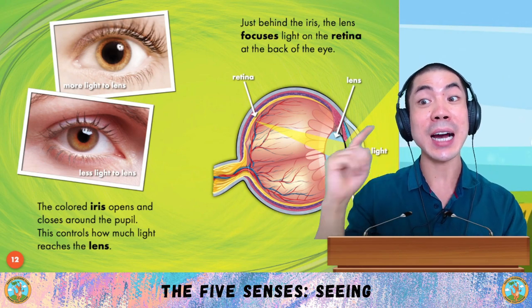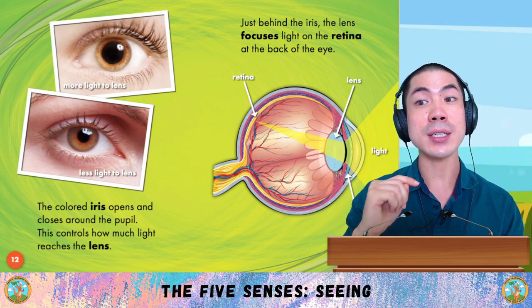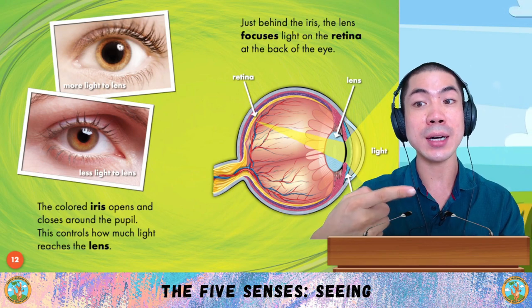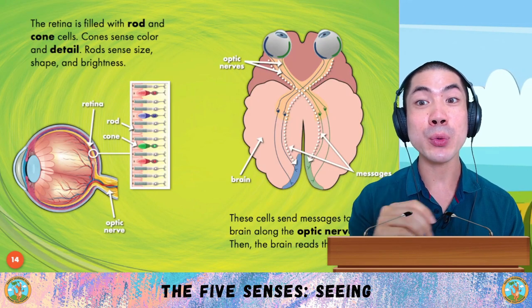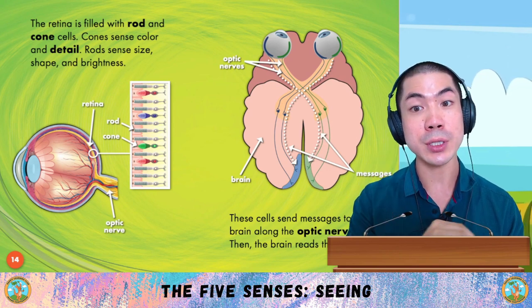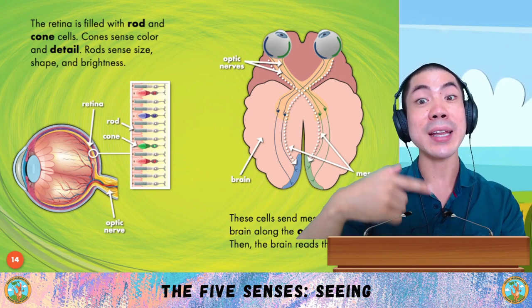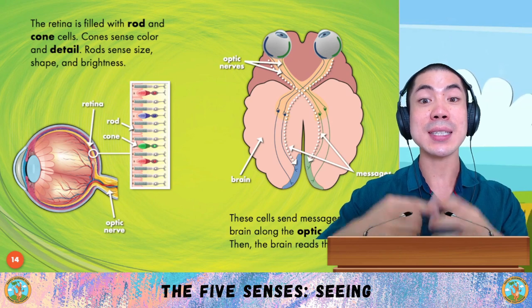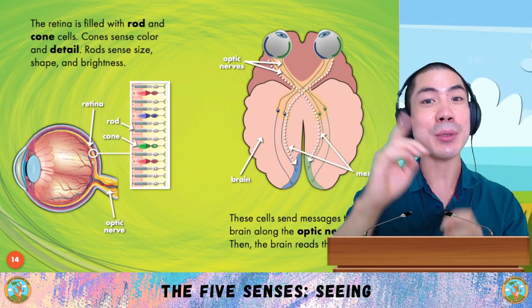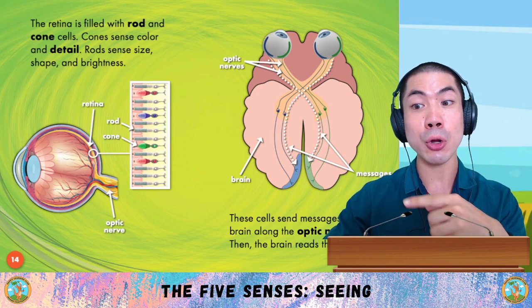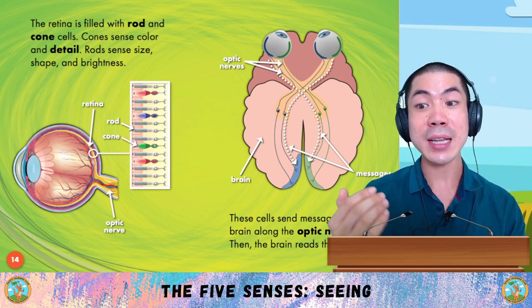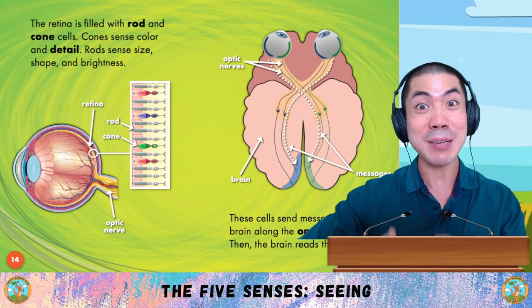Just behind the iris, the lens focuses light onto the retina at the back of the eye. The retina is filled with rod and cone cells. Cones sense color and detail. Rods sense size, shape, and brightness. These cells send messages to the brain along the optic nerve. Then the brain reads the image.